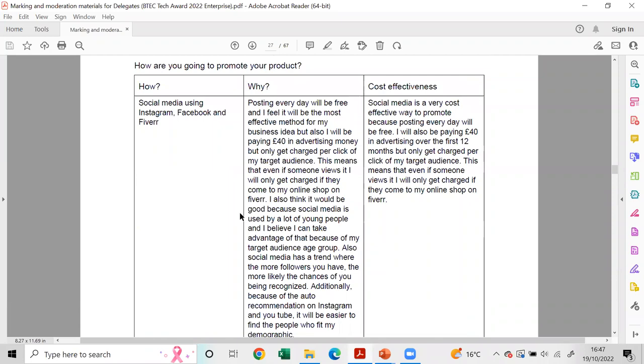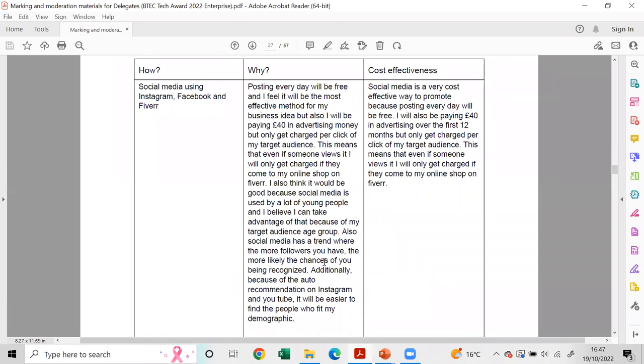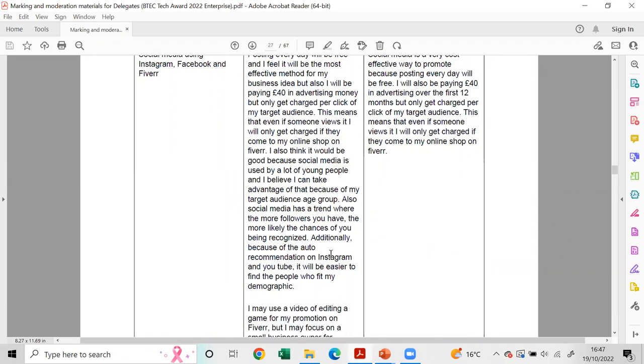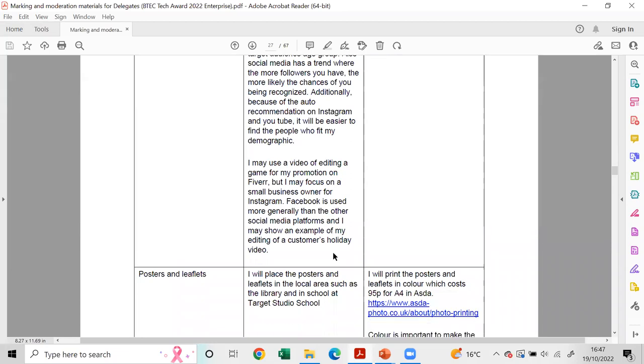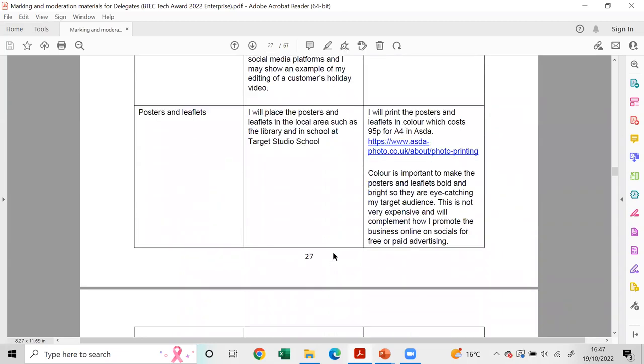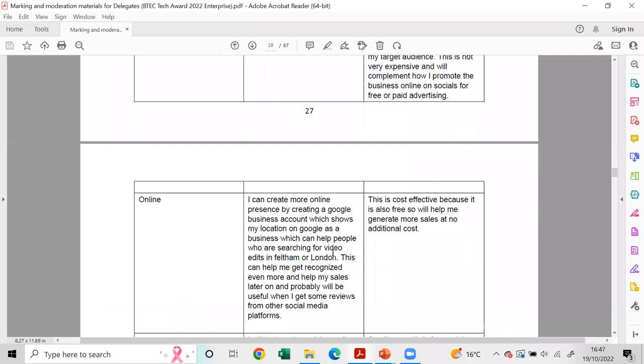We go further into promotion. They've thought about, again, why they're going to choose each promotion, their cost effectiveness. Will it fit with their demographics, their target market? How are they going to do it? Some of it is explained better than others.